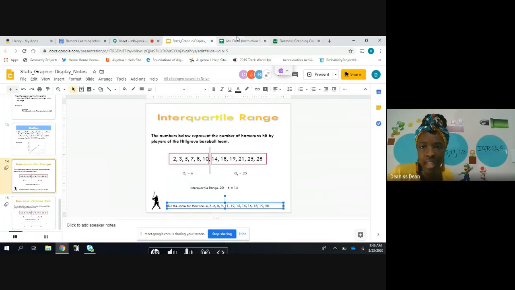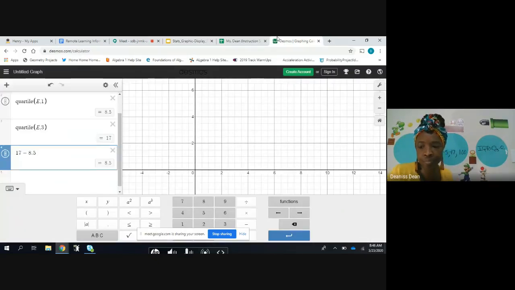Questions on how we calculate the interquartile range?